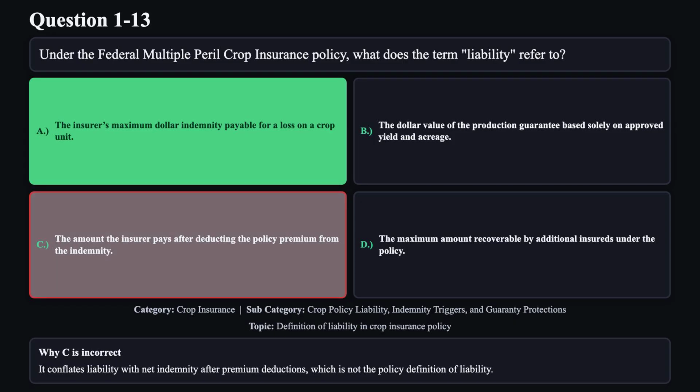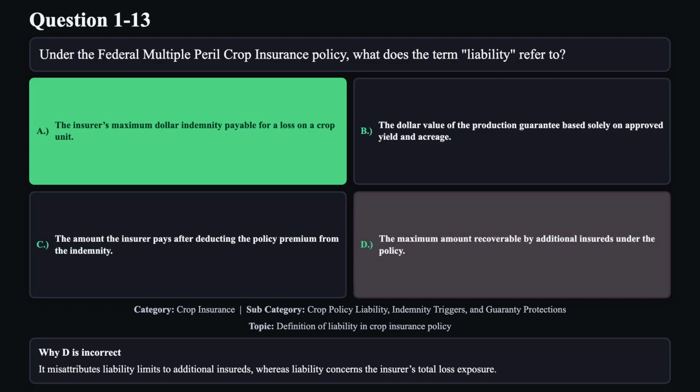Reason C is not correct. It conflates liability with net indemnity after premium deductions, which is not the policy definition of liability. Reason D is not correct. It misattributes liability limits to additional insureds, whereas liability concerns the insurer's total loss exposure.